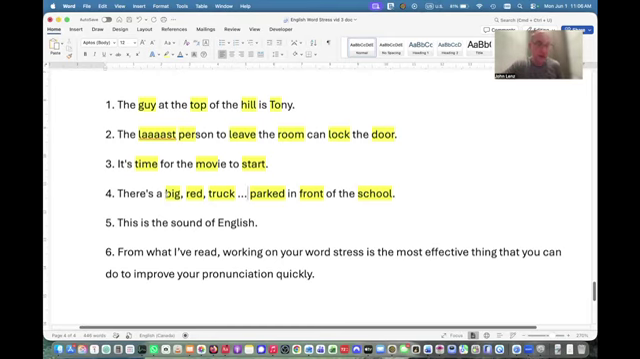Anyway, one, two, three. These are stressed. These are all stressed syllables. So listen to how I say this. Ready? There's a big red truck parked in front of the school. So we have big red truck parked in front of the school. Parked in front of the school.